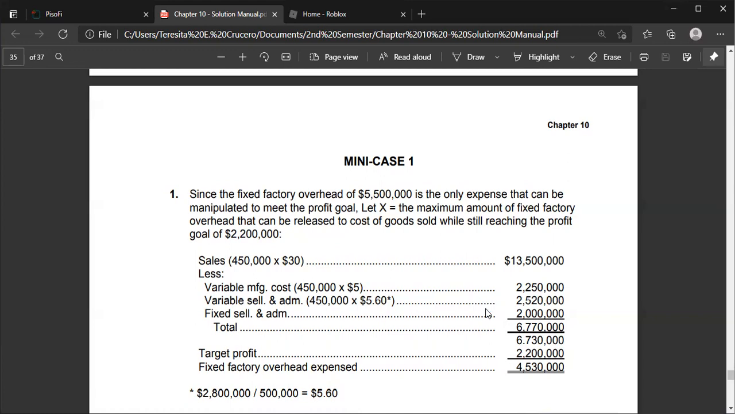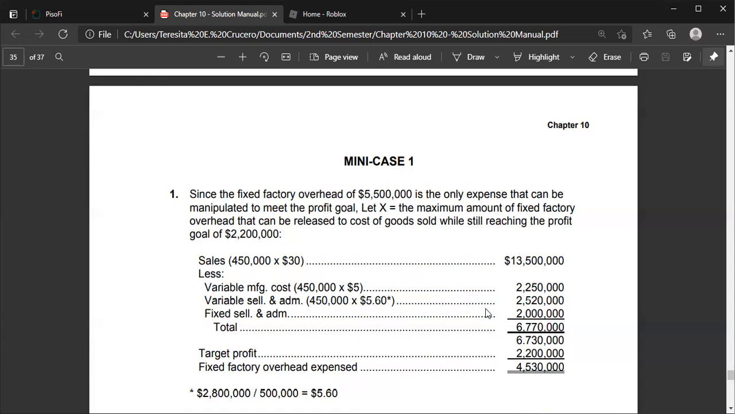So the fixed factory overhead is supposed to be included as part of the cost of goods manufactured. That's the variable manufacturing, 500,000 units at 5, and the fixed manufacturing of 5.5 million, while the variable is 2.5 million manufacturing at 500,000 units. So we now begin with sales, 450,000 units at 30. That's the unit selling price given at 30, taken by dividing 15 million by 500,000. So that's equal to 30.